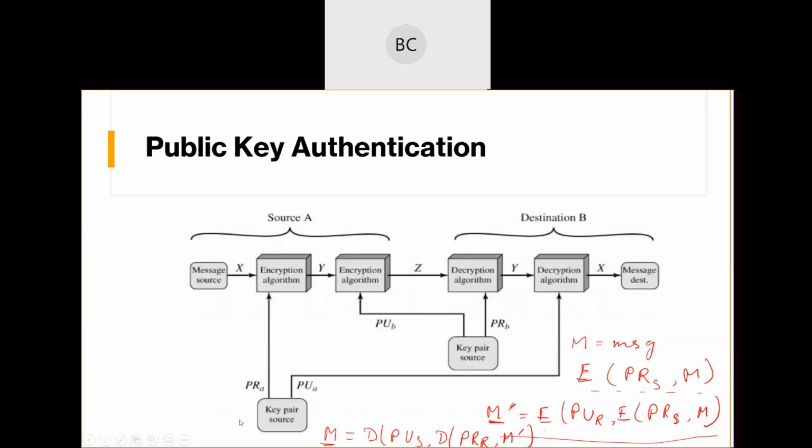So again, if you want to generate any message from here, written XYZ, and again X, Y, Z is just your encrypted message. So for this figure, you can also write that Y will be the encryption of the public key of B, the receiver B, and X is your message source. And on the other side, X is just the decryption of the private key of B and Y.